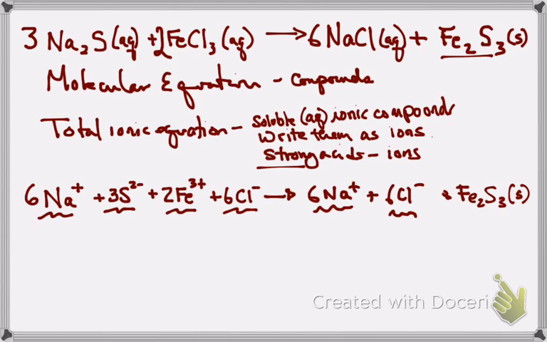I don't have a symbol for solid. Like a straight line should be solid, right? This wavy line. Okay. So that's the total ionic equation. And you get that by taking your molecular equation and translating it into its ionic forms. If it's aqueous or a strong acid, everything else stays together.